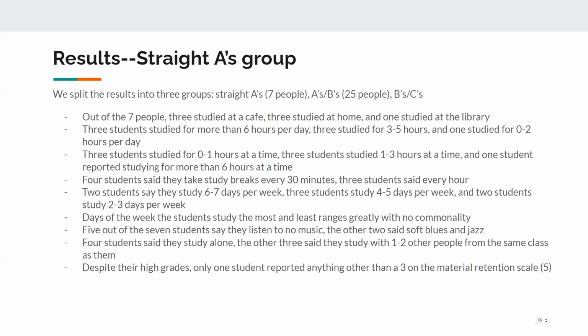Yet, despite their high grades, only 1 student reported anything other than a 3 on the material retention scale. So that means a 3 out of 5. A 1 would be that they didn't remember much of the material, and a 5 would mean that they remember the material very well, but most of them said 3, whereas only one person gave it a 5.